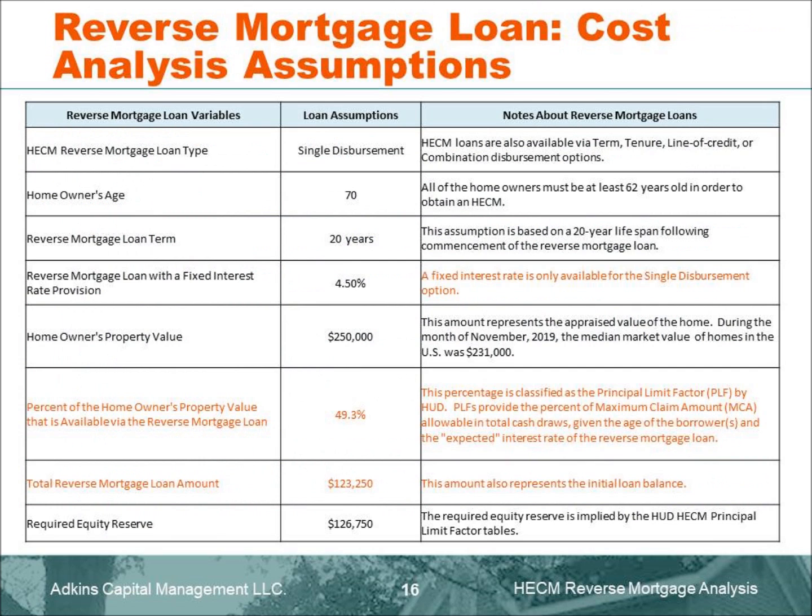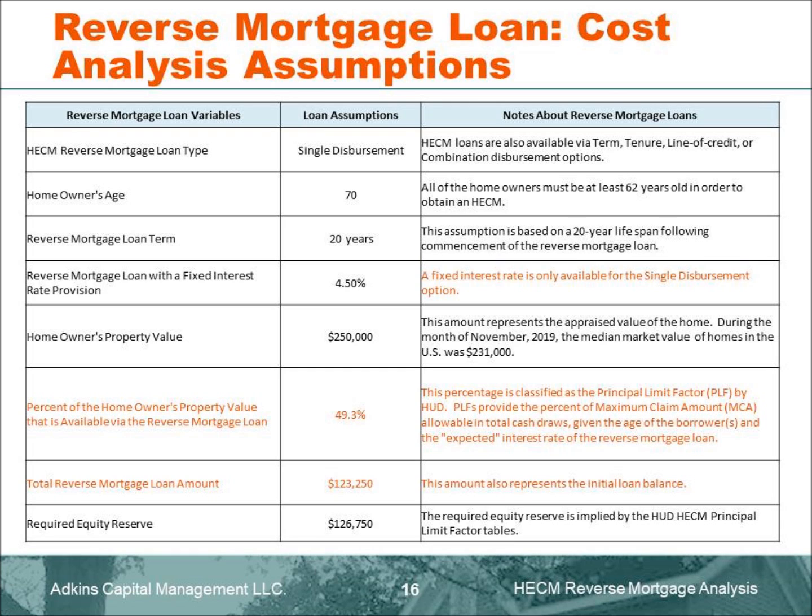This table outlines the assumptions that were used to conduct a cost analysis for a specific type of reverse mortgage loan. In this example, it was assumed that a 70-year-old homeowner lived in a home with an appraised value of $250,000. It was also assumed that the homeowner would obtain an HECM reverse mortgage loan with a 20-year time horizon, and that the homeowner would elect the single disbursement option, carrying a fixed interest rate of 4.5%.